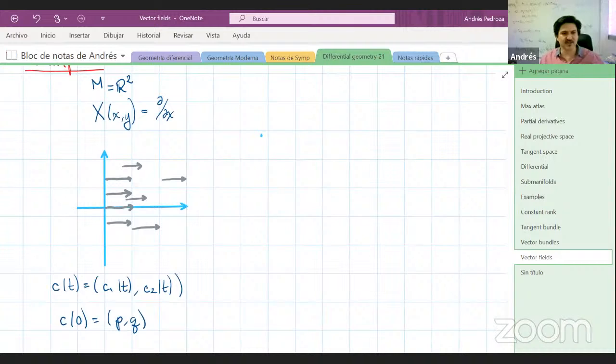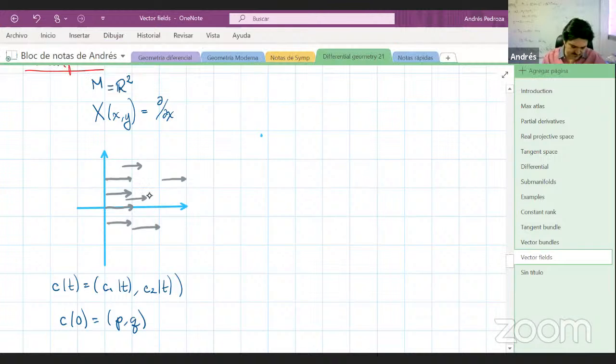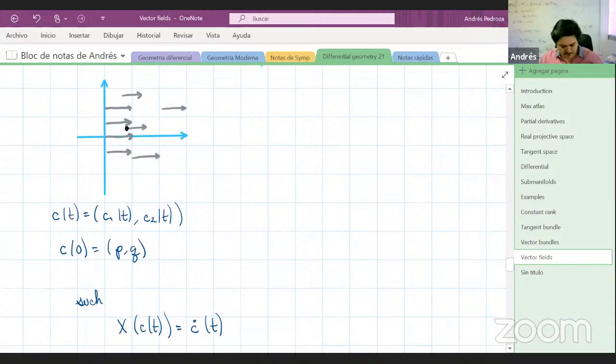I will put some initial condition. The point P, Q, some fixed point. I don't know, maybe here. That's PQ. But this is the equation that needs to hold. So that's the equation of the definition of an integral curve. And this is, as we will see, a differential equation or a system of differential equations.